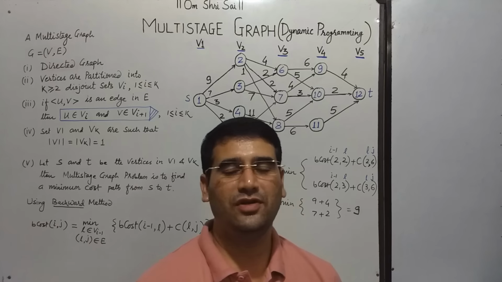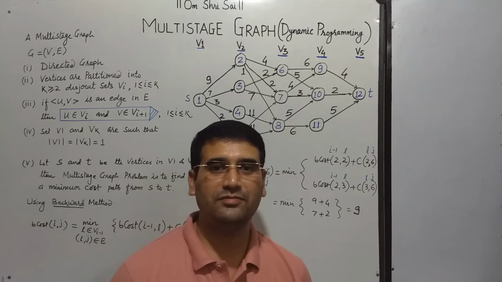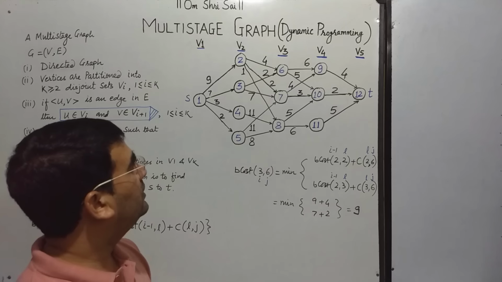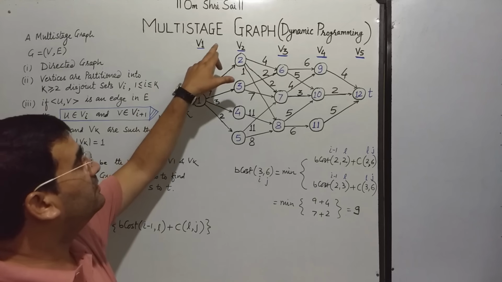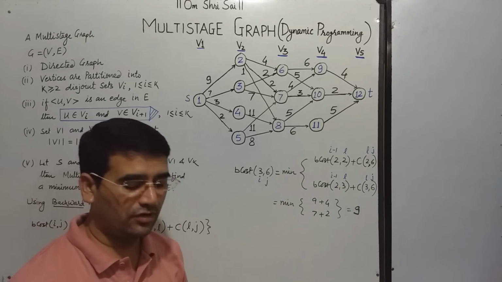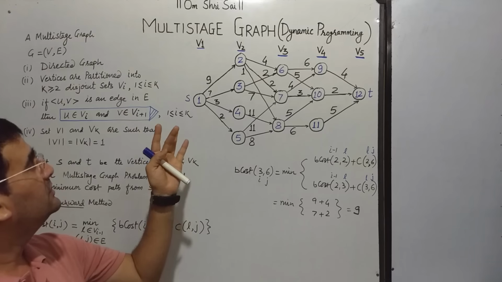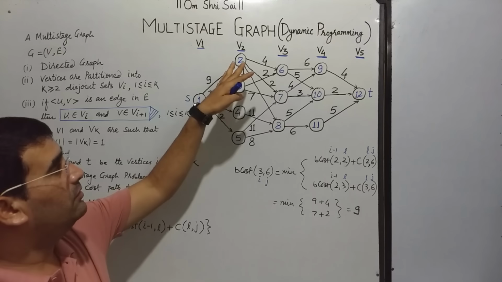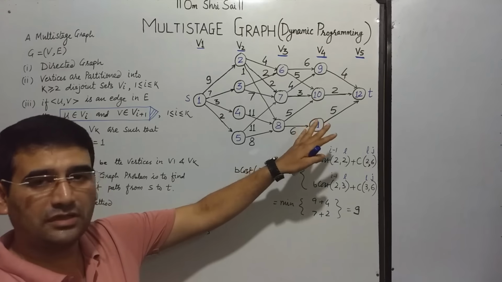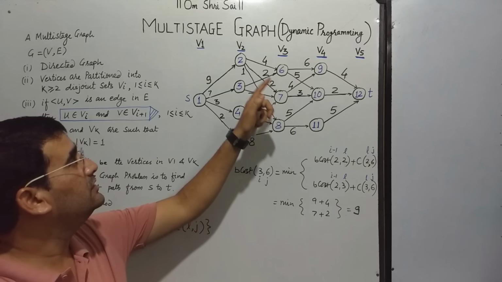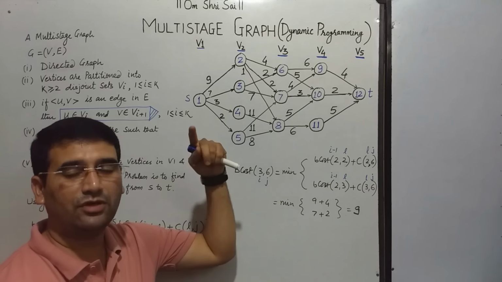Welcome to the series of video lectures on analysis and design of algorithm, that is ADA. In this video lecture we are going to discuss the multi-stage graph problem, which is based on dynamic programming. In the previous lecture we discussed the same multi-stage graph problem, but using the forward method. In this video lecture we will discuss the same problem using the backward method, because there are two methods to solve it.